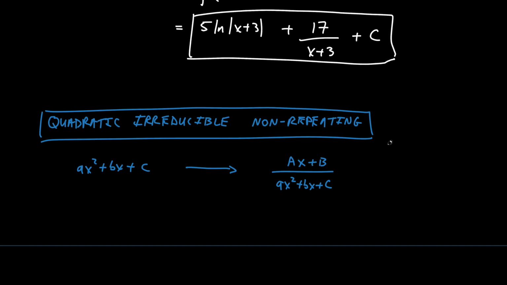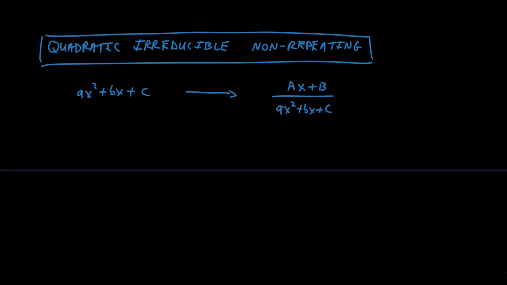So this is now not a constant coefficient up top. It's not just a single a or a b or a c. It's now a linear term, right? It's essentially almost like y equals mx plus b. Ax plus b, cx plus d, and so on. So this is going to be our breakdown, the decomposition form for a quadratic irreducible non-repeating factor.